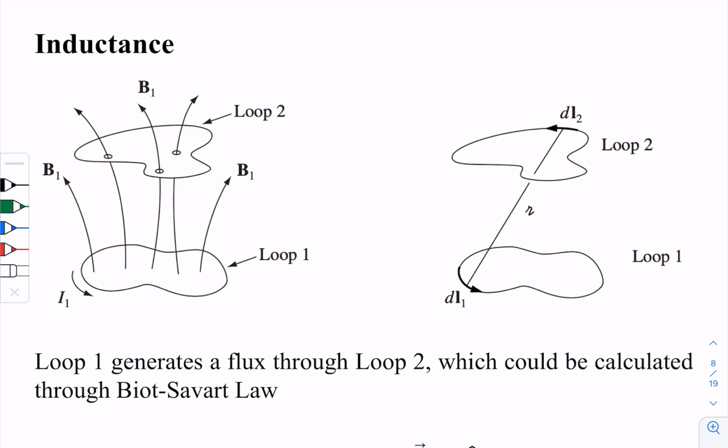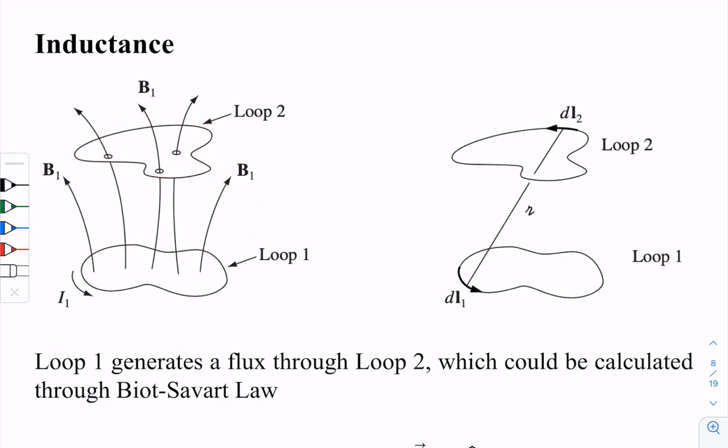Now let's discuss induction. So the inductance can be introduced. Say we have two loops instead of a single loop. Here, say that we have a current running in the first loop. Then this current can produce a magnetic field, and this magnetic field can penetrate the other loop, and the second loop will have a flux enclosing this loop.